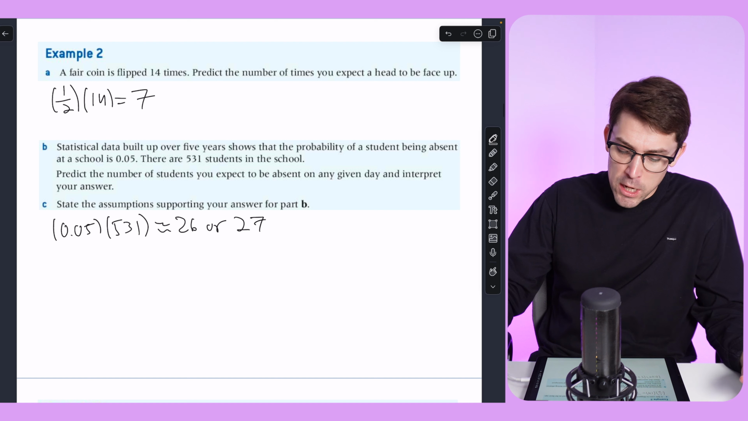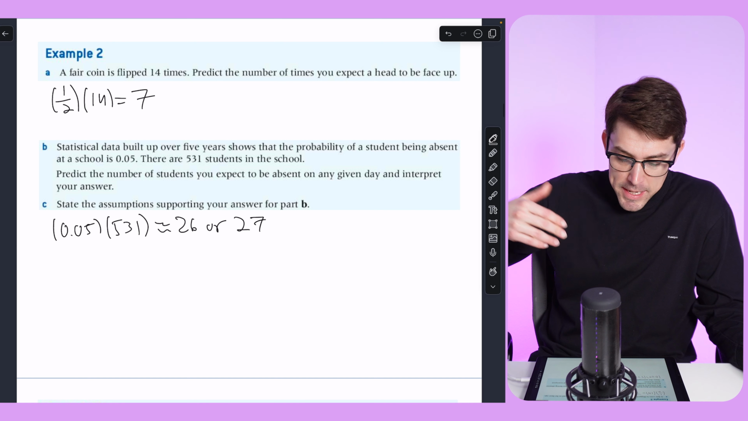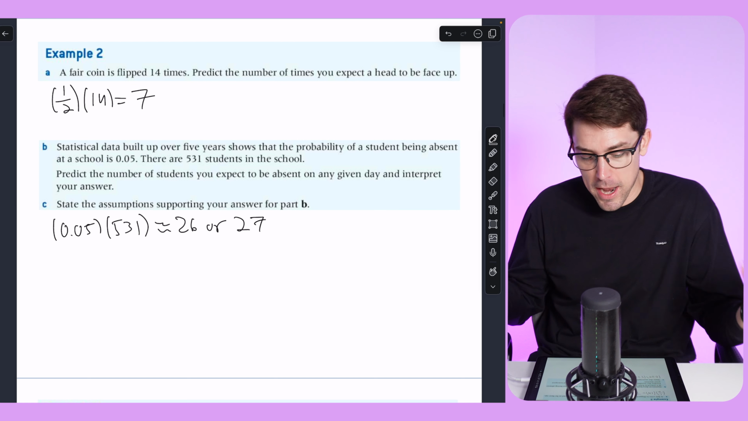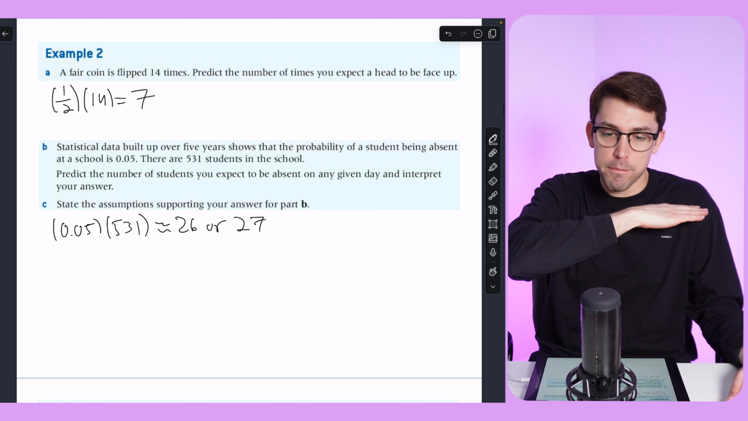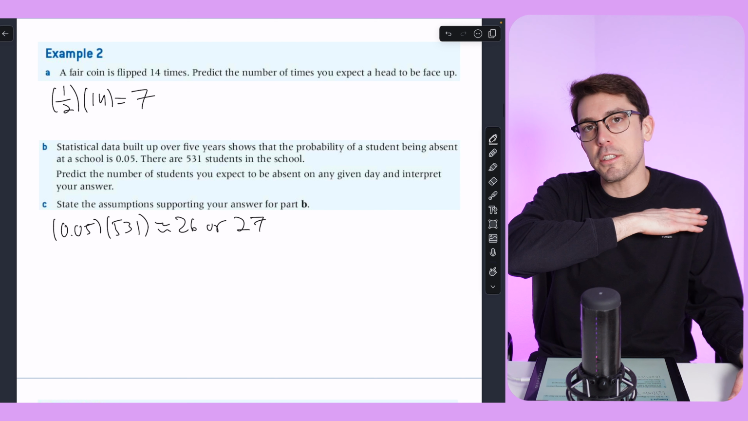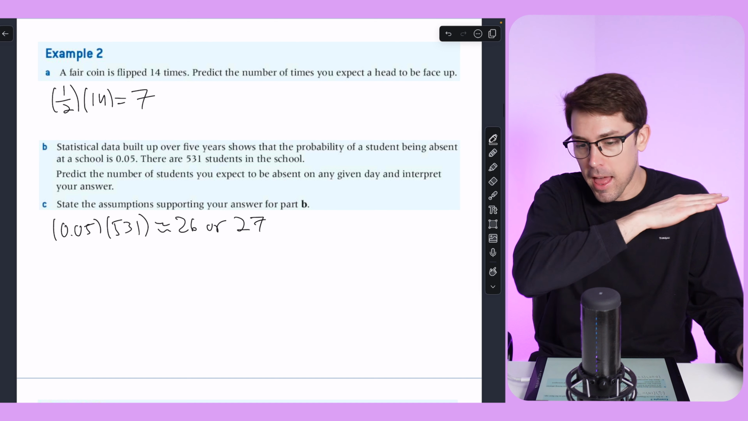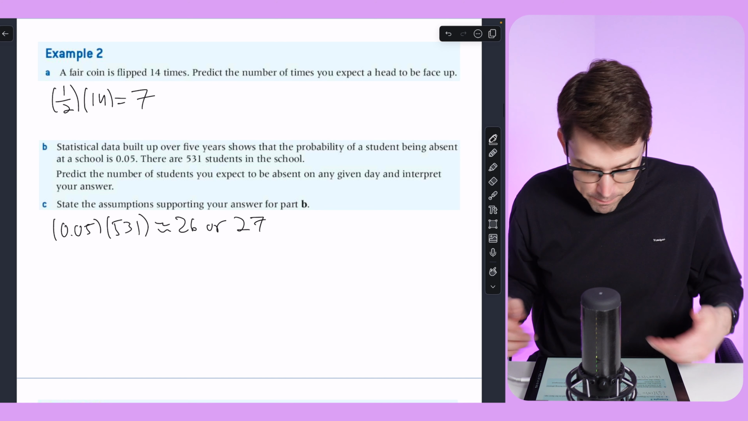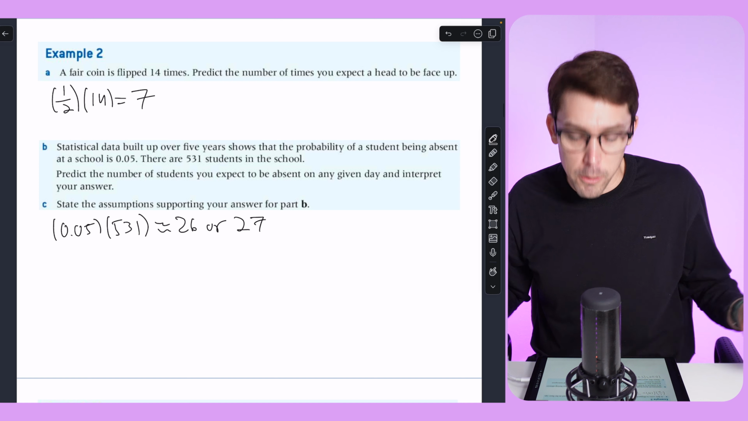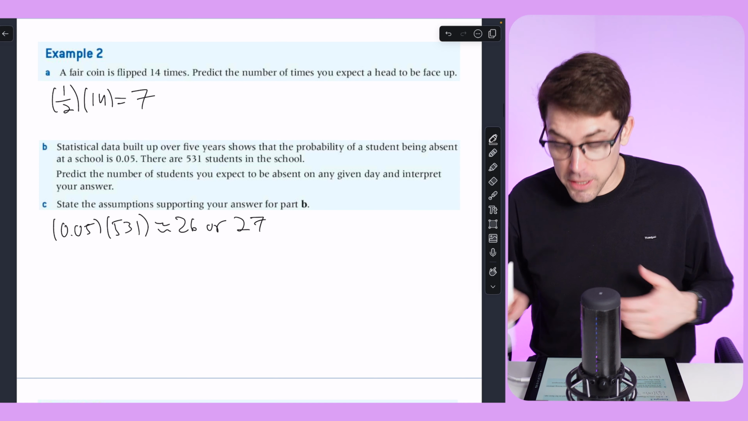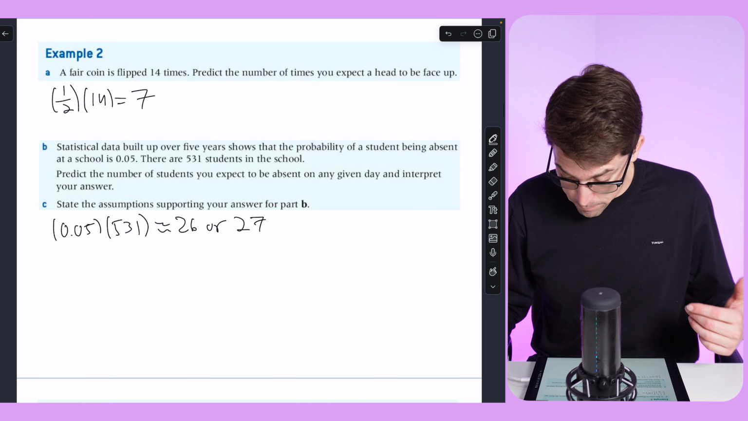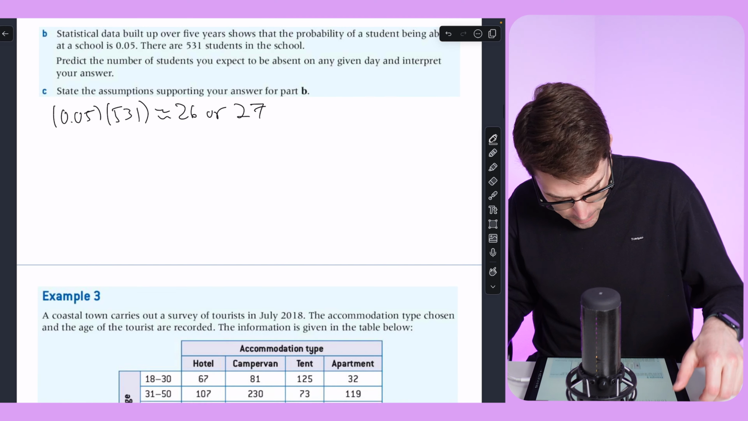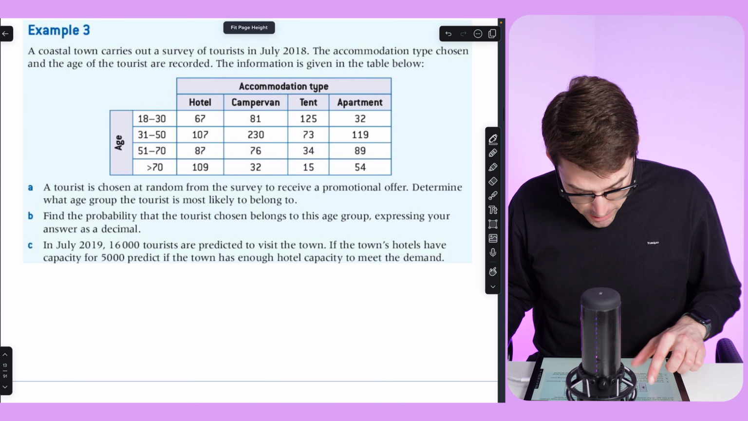So now state the assumption supporting your answer for part B. Well, I'm assuming that there's equal likelihood for the kids to be sick on any given day. I'm not taking flu season into account. I'm not taking traveling or holidays or anything like that into account. That might cause a spike, because typically illnesses and viruses are not linear and not flat. They're cyclical. There's spikes and things like that. So that's one thing that doesn't take into consideration. Again, there's multiple ways to answer this, but it'd be something along those lines that the IB would be looking for.